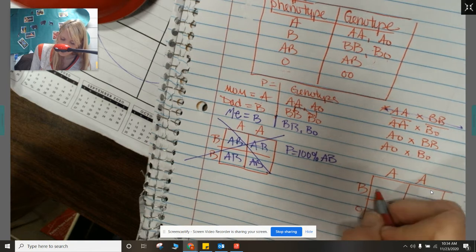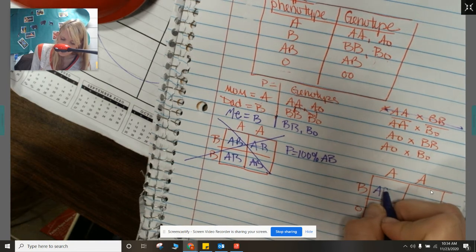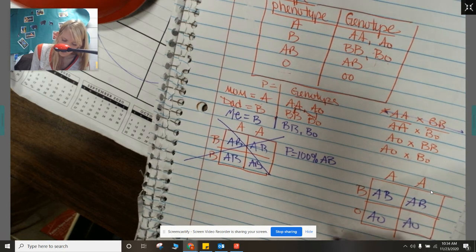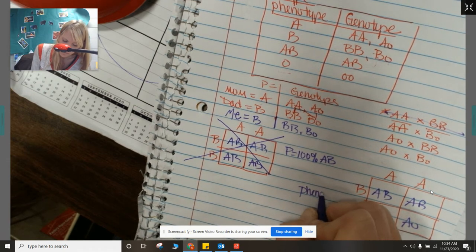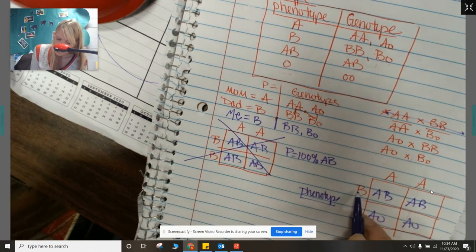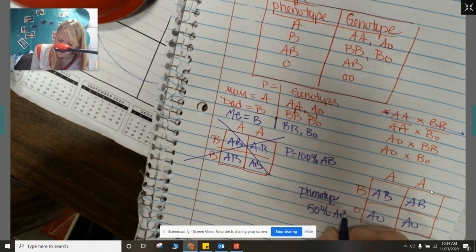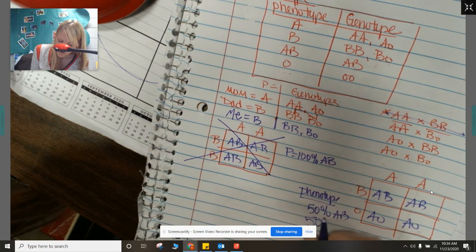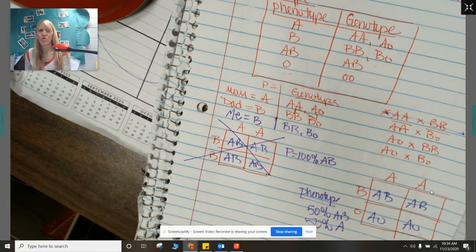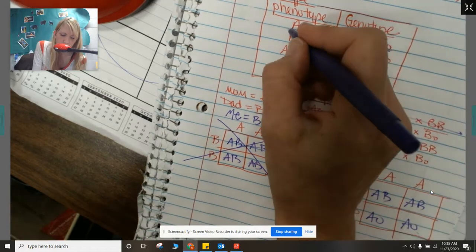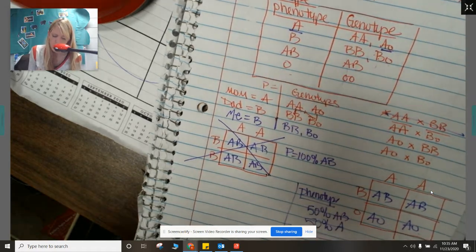Big B. Let's fill this beast out. A, B, A, O, A, B, A, O. What is the phenotype? Okay, so we have 50% AB, 50% phenotype A. Do I write AO? No. AO is a genotype. The phenotype is A. So 50% A.